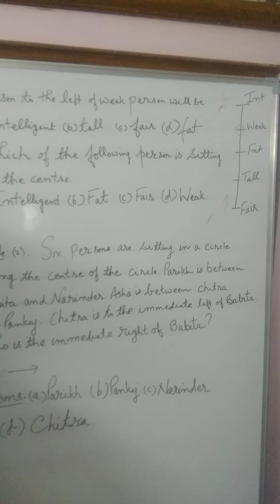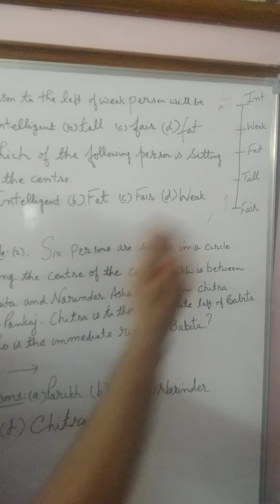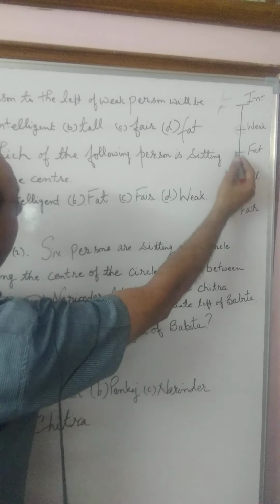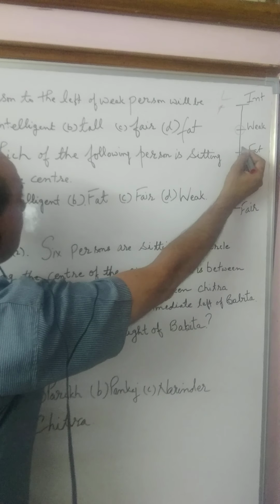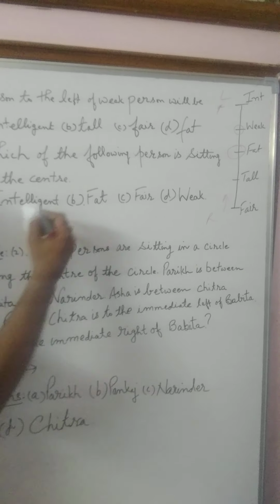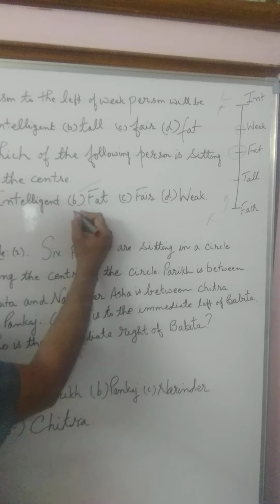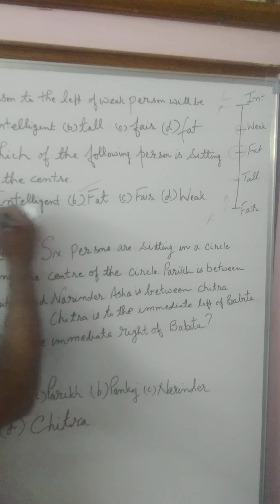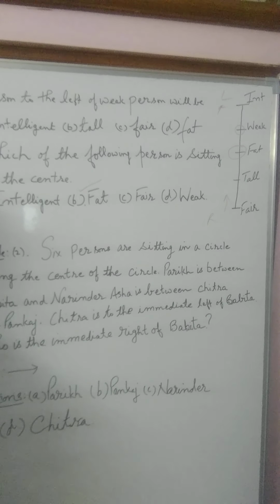Then we come to the third part of this question. Which of the following persons is sitting at the center? Means two persons are on his left hand side and two persons are on his right hand side. If we go through it very carefully by counting 1, 2, 3, 4, 5 persons total, then third will be the middle one, and our third person is the fat one. So our option B is the correct one. Others will be wrong. Intelligent, fair, weak will be rejected. So in this way I have made my arrangements in row or column way and then solved these questions.